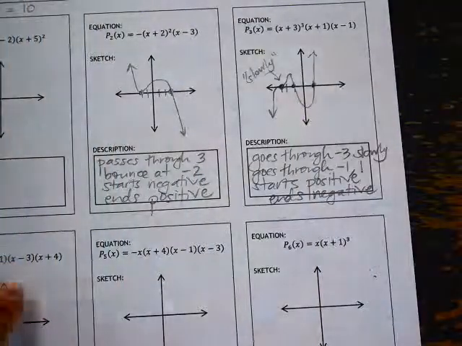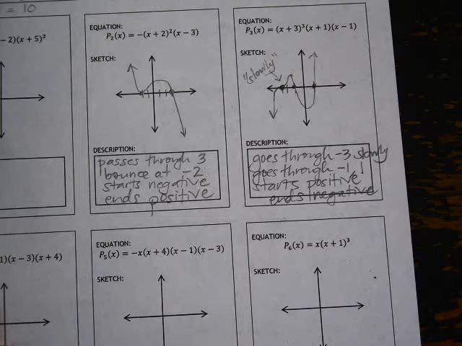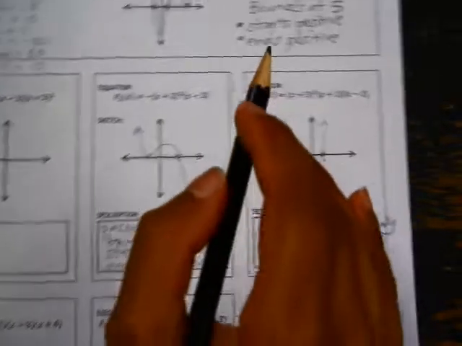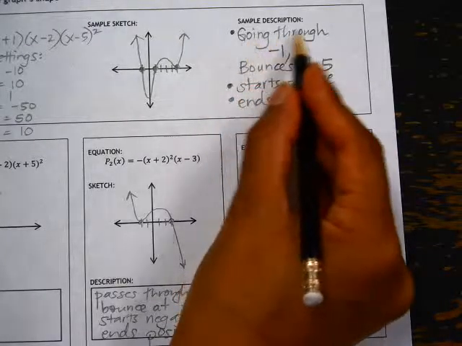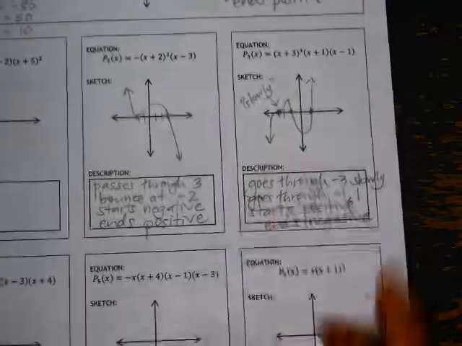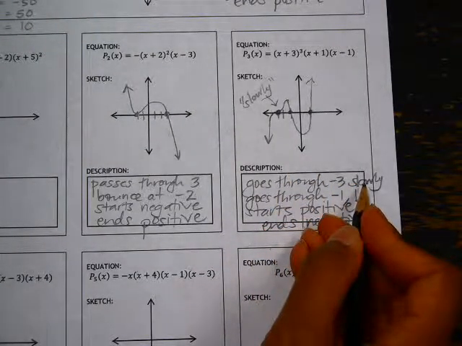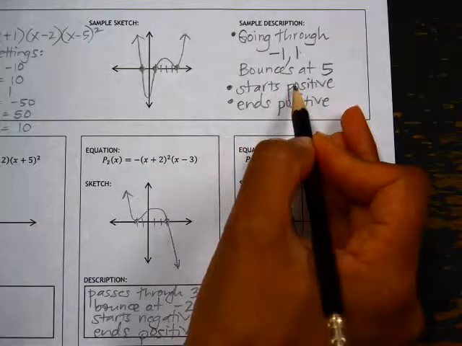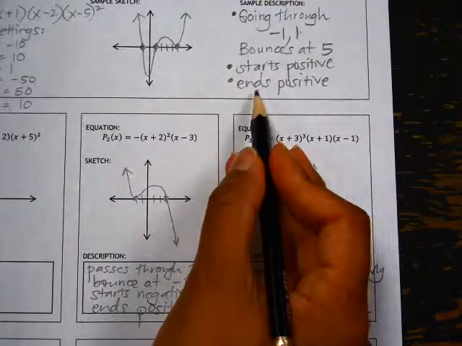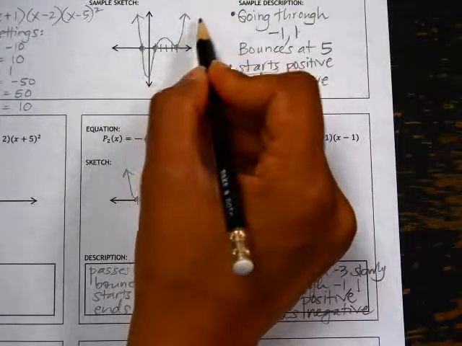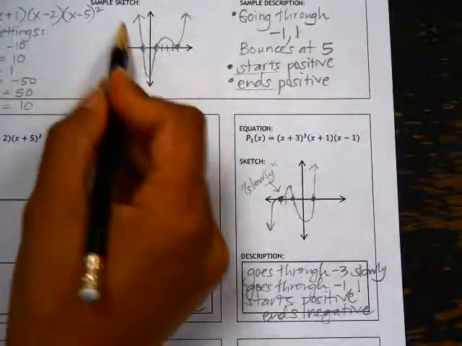So in summary, when you describe the remaining 4 graphs, you're going to describe the roots, so whether it goes through, whether it bounces, or whether it goes through slowly. Those are the 3 options. And then you're also going to describe where the graph starts, positive or negative, and where the graph ends, positive or negative. The start is the right side of the graph, the end is the left side of the graph.